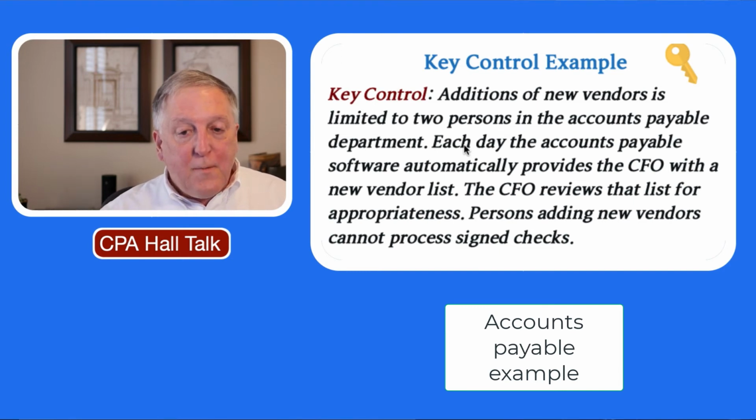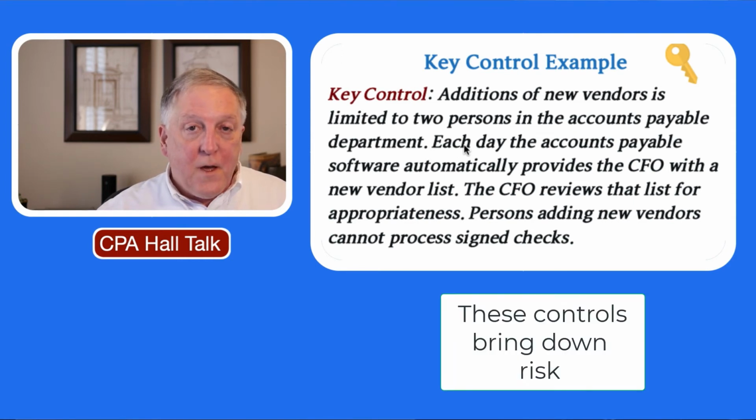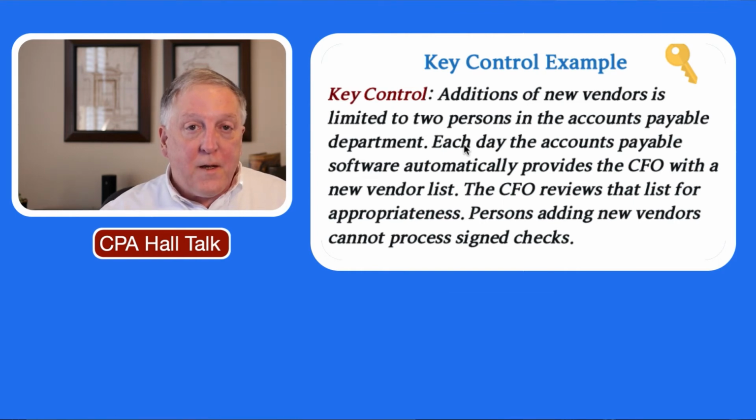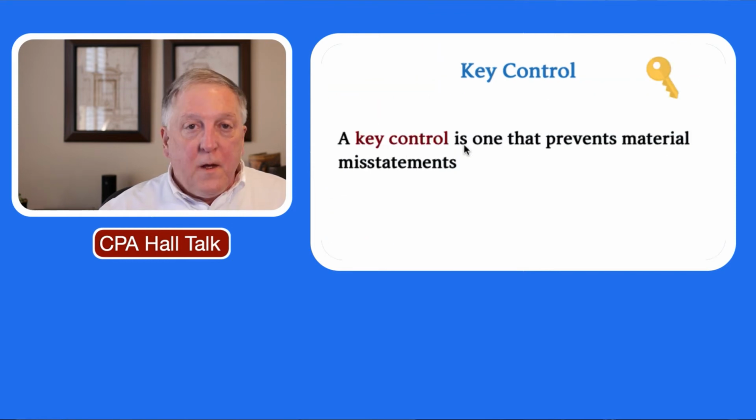And so I'm describing that key control, and I go on to say that the accounts payable software provides the CFO with a new vendor list. So anytime new vendors are added, there's another person outside of accounts payable that sees the new vendors. Another part of this is we see persons adding new vendors can't sign checks, so that's a positive too. So we've got some controls there that bring down the risk in the accounts payable area. Sometimes I'm asked, what is a key control?